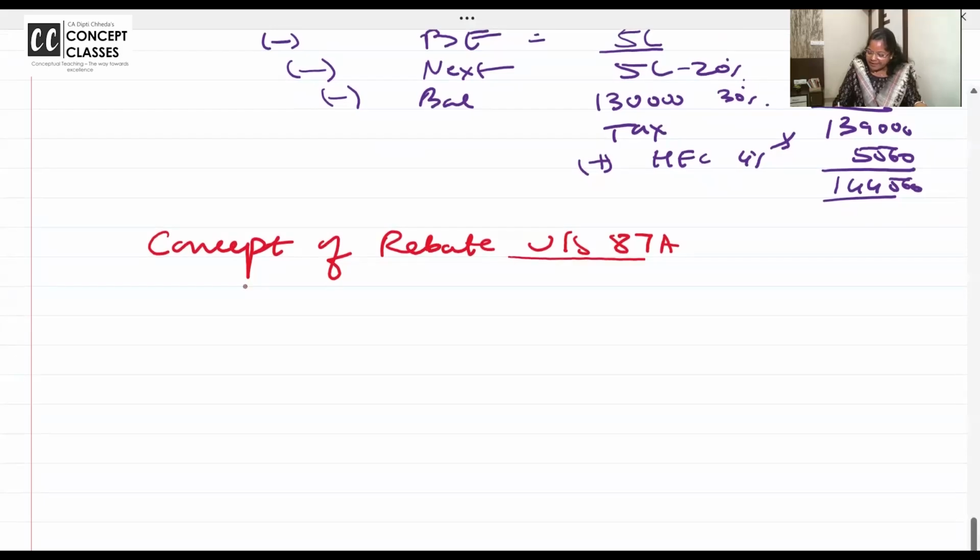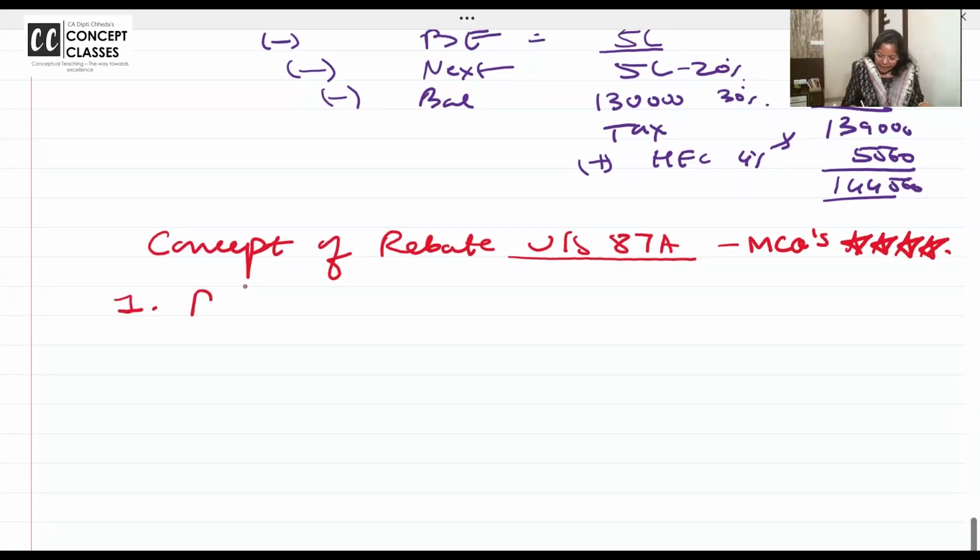Rebate is given under section 87A. Mark it, very very important for MCQ. And I'll tell you the comparative of this in the new regime also, default regime also. अभी तो ये लिखो. First of all, it is allowed to whom? Point number 1. I want all of you to write.